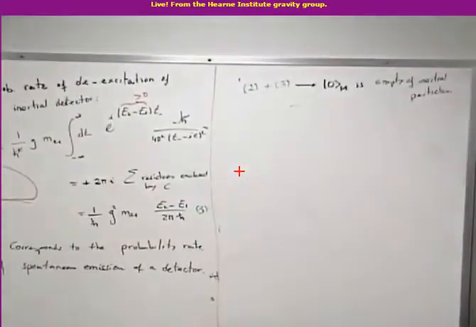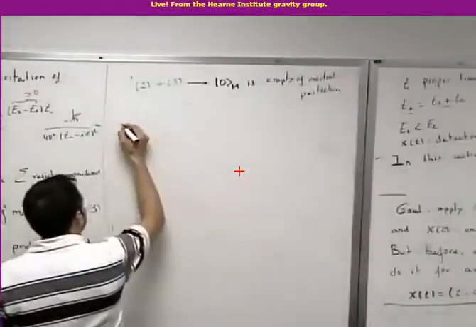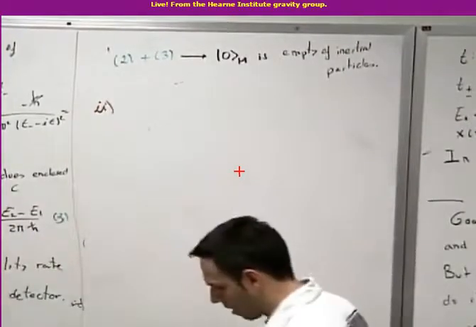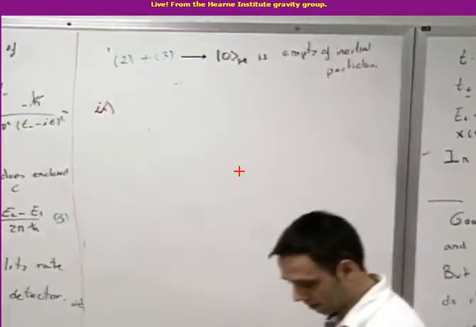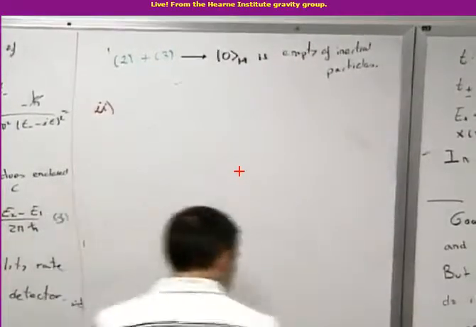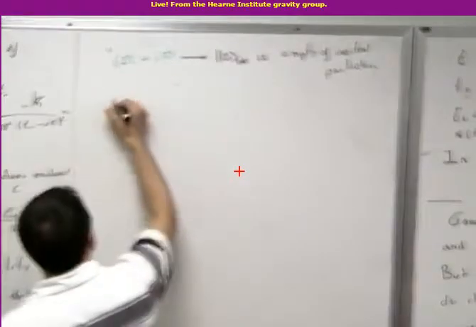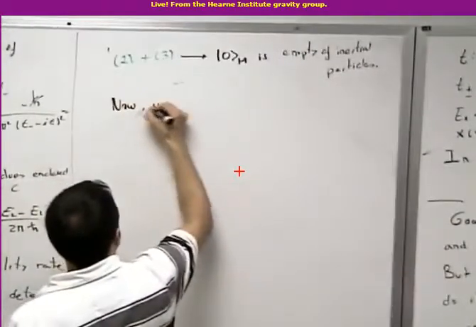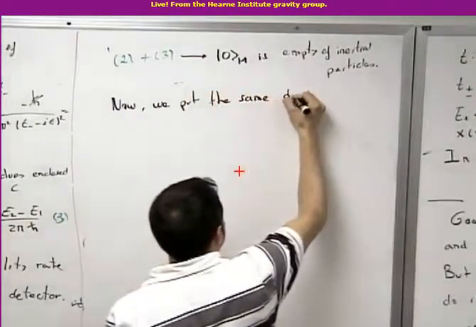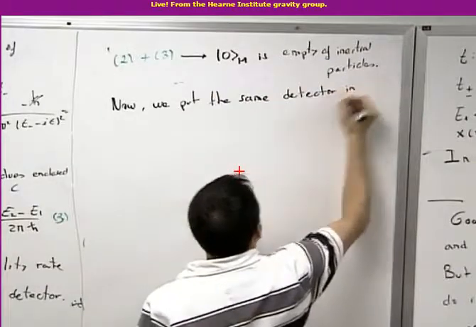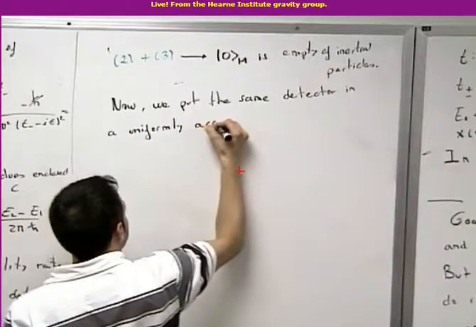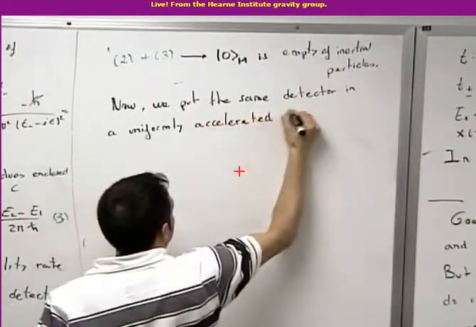Now I want to do something more interesting. I want to take the same detector. So don't change your apparatus, but put it in a trajectory which is uniformly accelerated. So now we put the same detector, the same apparatus, in a uniformly accelerated trajectory.